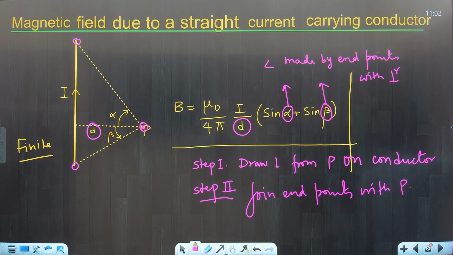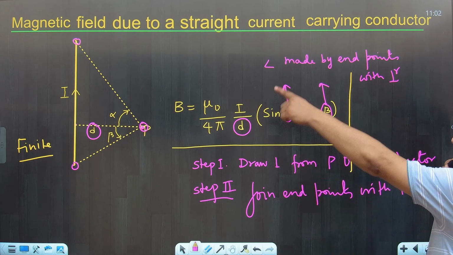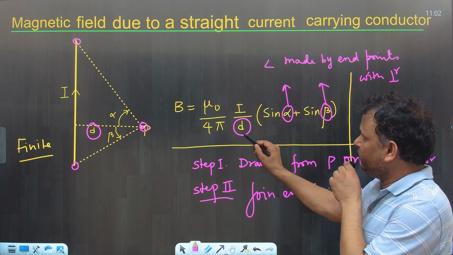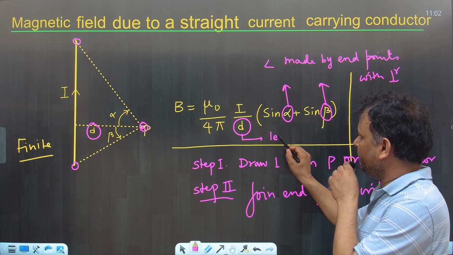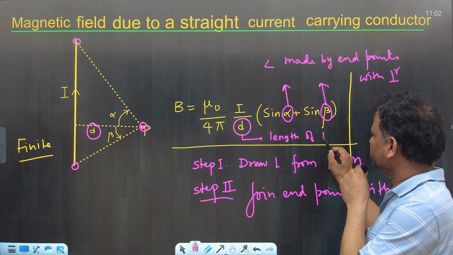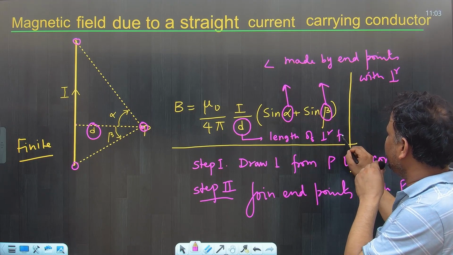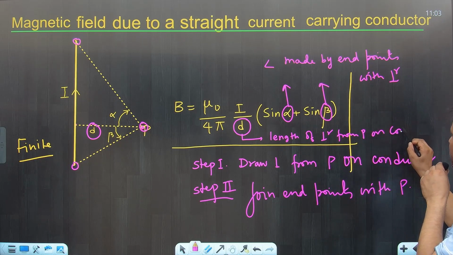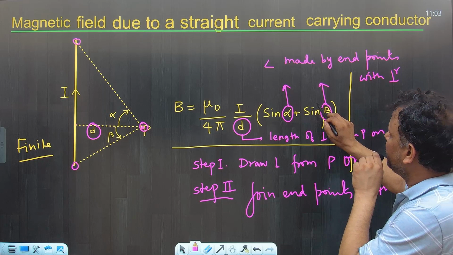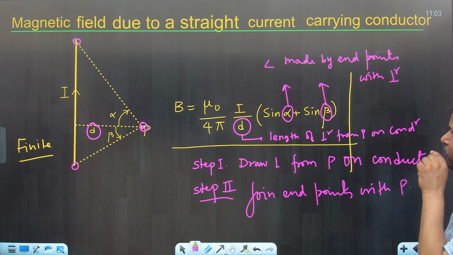Now this is the very important formula, and the length of this conductor may vary. It may be finite, it may be semi-infinite, it may be infinite. But in all cases, first of all, we should draw perpendicular from the point P at which we want to know the magnetic field on the conductor, right? And then join point P with endpoints. So we will write D is length of perpendicular from P on conductor, right? And alpha and beta are the angles made by endpoints with perpendicular.